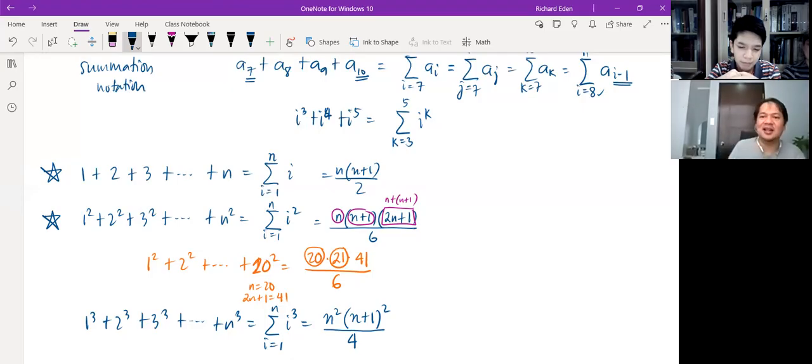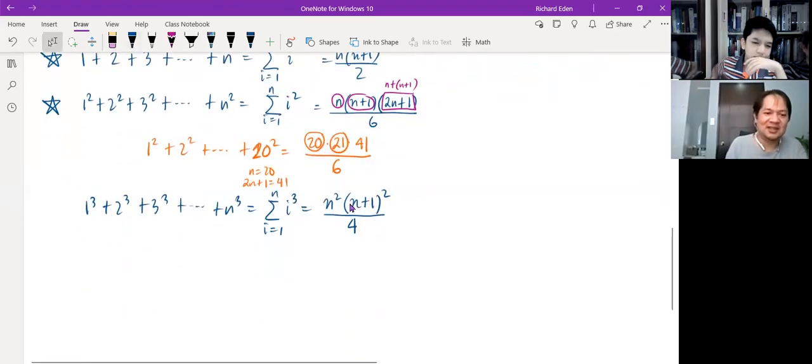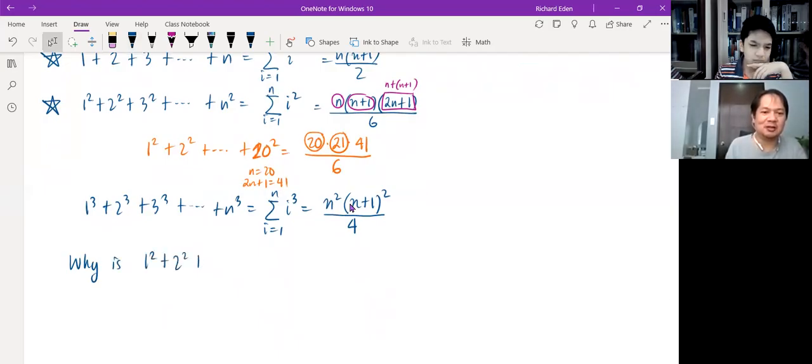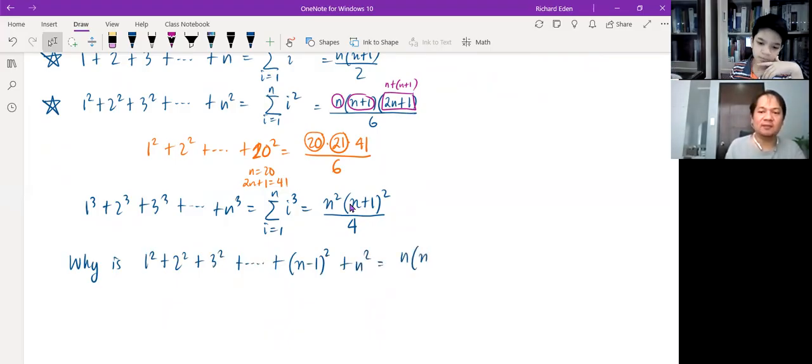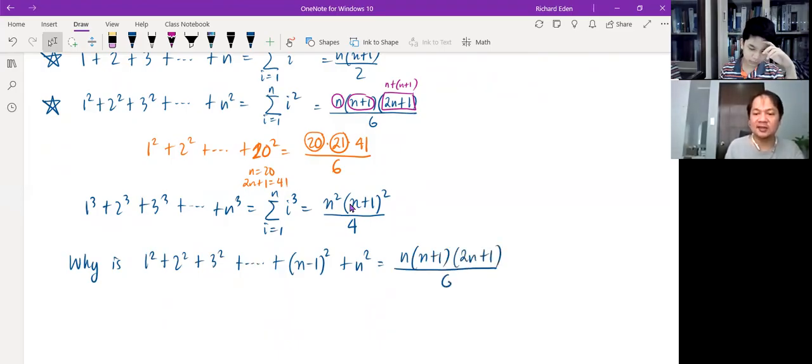Hindi pa. All right. Would you like to see saan nanggaling nung formula for the sum of the first n squares? Yes po. Sige, parang I'm not giving you much of a choice din eh. Ganito. So y is 1 squared plus 2 squared plus 3 squared plus dot dot dot plus, lagay natin nung second to the last term, n minus 1 squared plus n squared. Why is it n times n plus 1 times 2n plus 1 divided by 6?